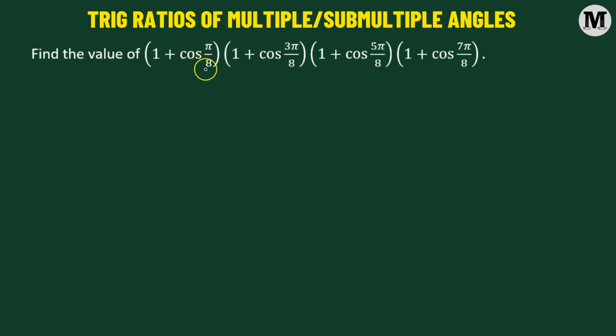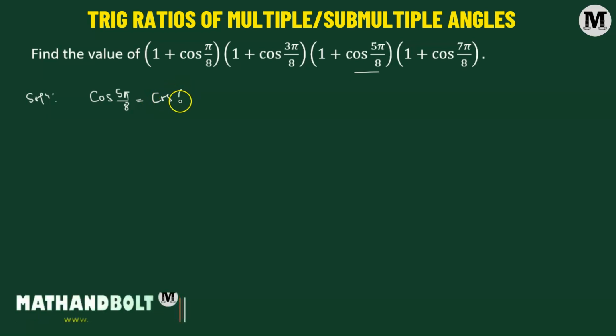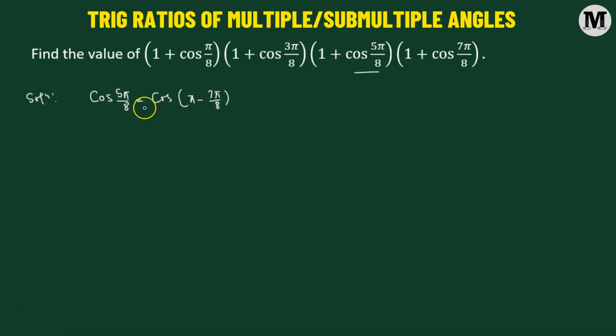So let's find out the value of the given trigonometric expression. Let us begin. Here we will start with the function cosine 5 pi over 8 and try to simplify this value. Cosine of 5 pi over 8 can also be expressed as cosine of the angle pi minus 3 pi over 8.